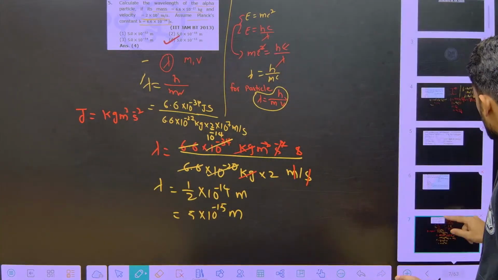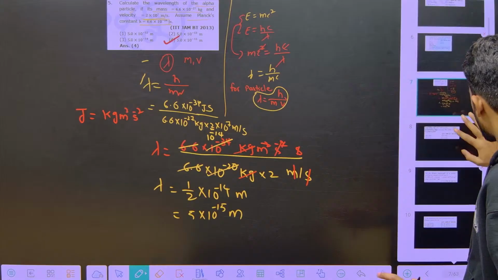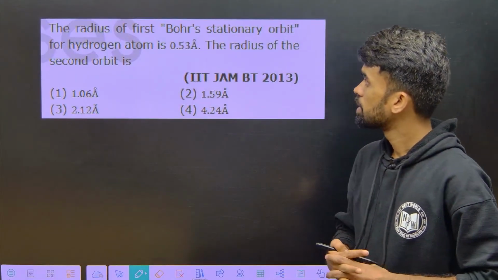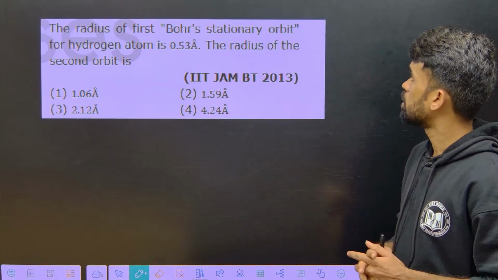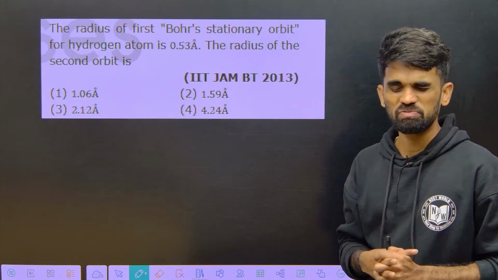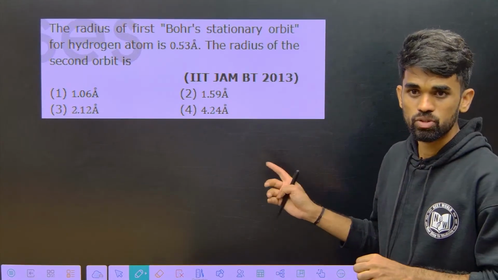Now if any other question possible. This is again easy question. Tell me. Radius of first Bohr orbit of hydrogen is given, the radius of second Bohr orbit. Very easy. You have solved this question.